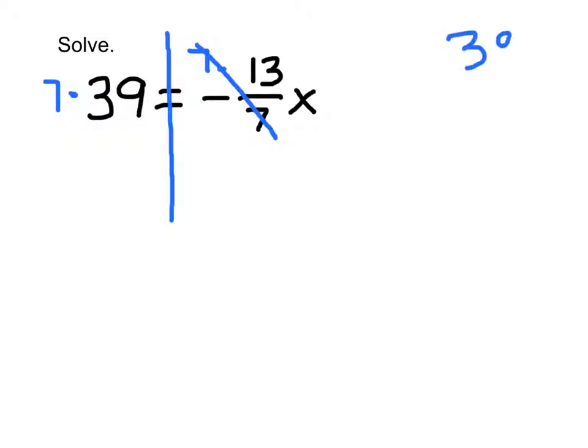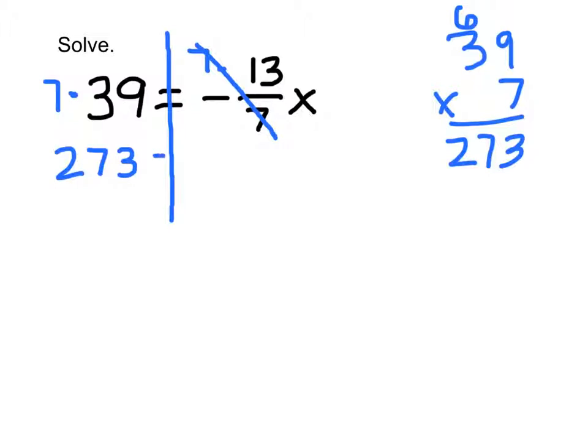Let's come over here and do 39 times 7 real quick. We get 63, carry the 6, 3 times 7 is 21, plus 6 is 273. So I have 273 on the left side, and that's going to equal what's left on the right side, which is negative 13x.